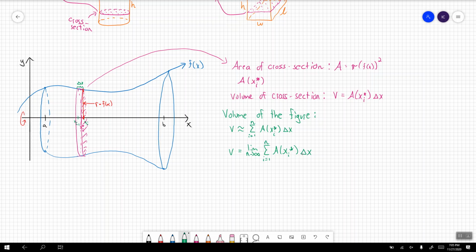But this limit for this summation looks very similar to the Riemann sum definition. And in fact, it really is the exact same Riemann sum definition. Therefore, when we're looking at the volume of a figure that's being rotated along a certain axis, call this the x-axis, for this function that's bounded between a and b, then we can just write that as the integral from a to b for the area of the cross-section, and we're going to integrate with respect to dx.